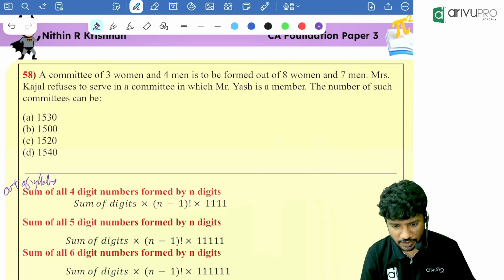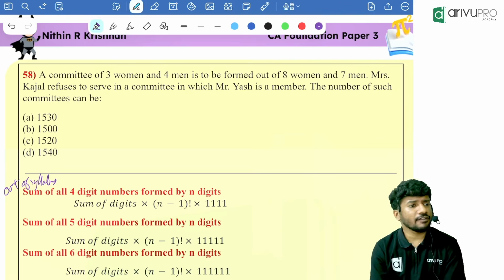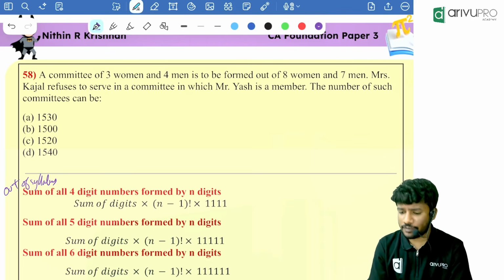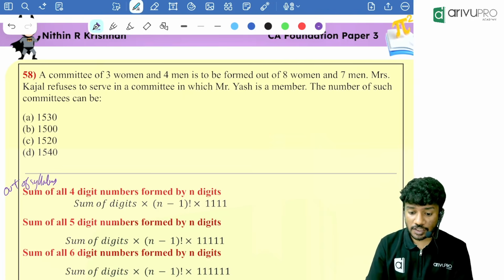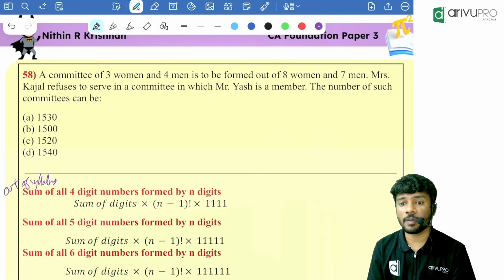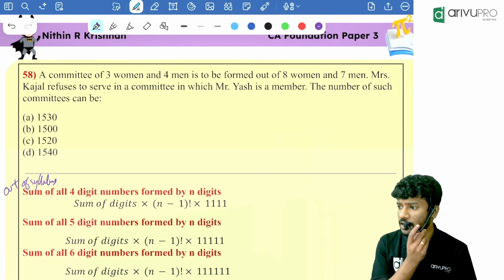Get me the answer for this. A committee of 3 women and 4 men is to be formed out of 8 women and 7 men. Mrs. Kajal refuses to serve on a committee in which Mr. Yash is a member. What do you mean by that?